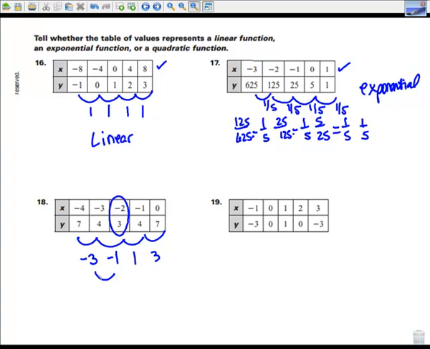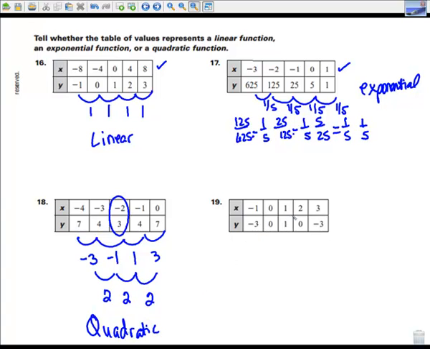Now I look at the second differences. From -3 to -1, it's an increase of 2. From -1 to 1 is an increase of 2. And from 1 to 3 is an increase of 2. Since the second differences are the same, it's quadratic.